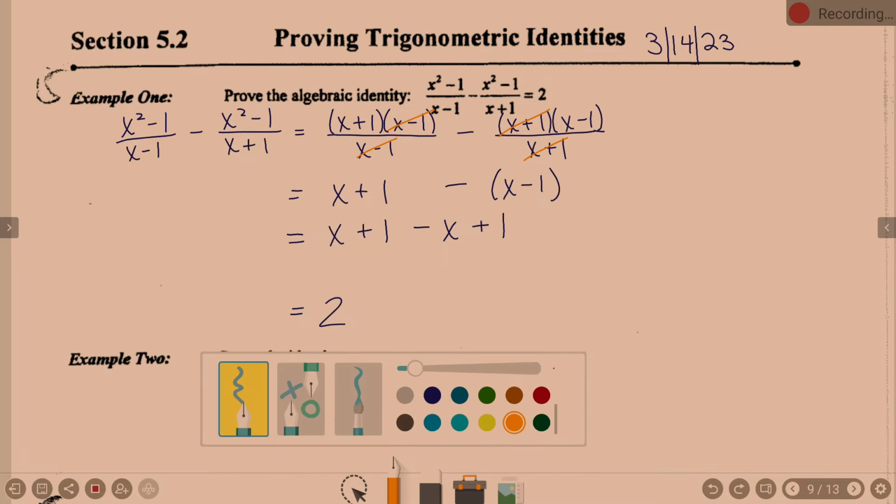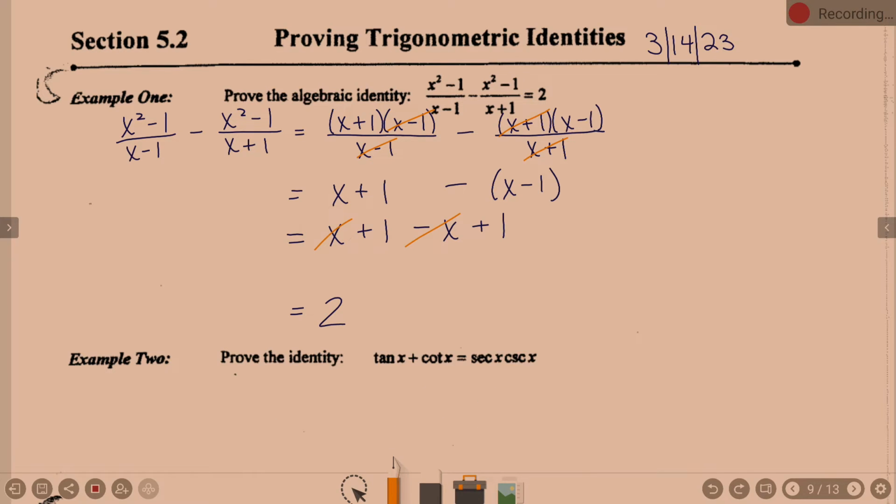And now we have x minus x, and 1 plus 1 is 2, I hope. Okay. Now, is that the only way we could have gone? No. Could we have gone the common denominator? We could have gone the common denominator. It just would have made it a little bit more difficult, because we would have been adding an extra unnecessary factor in.